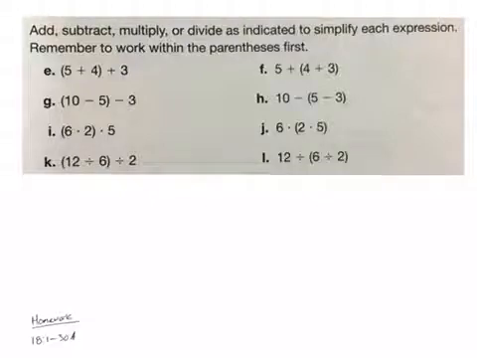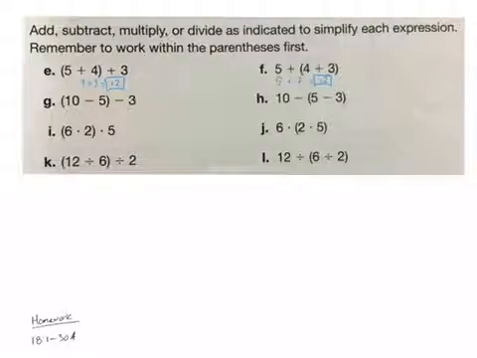Add, subtract, multiply, or divide as needed to simplify each expression. Remember to work within the parentheses first. So let's see here. This first one, 5 plus 4 is going to be 9. Plus 3, 9 plus 3 is going to give me 12. F is going to be 5 plus 4 plus 3, which is 7. It's going to give me 12. That's illustrating the associative property there.